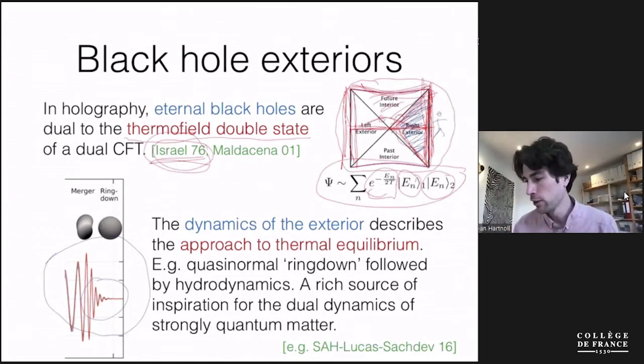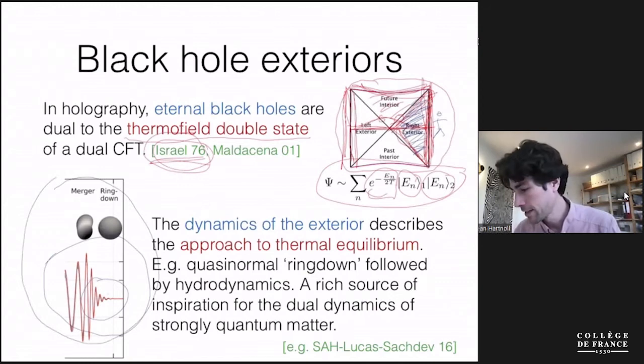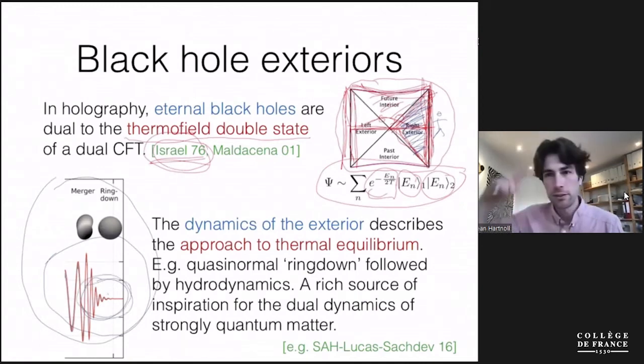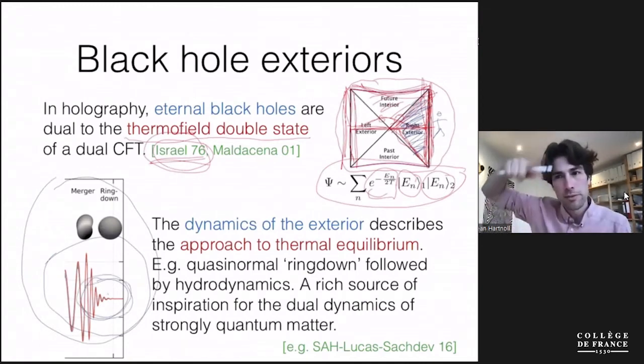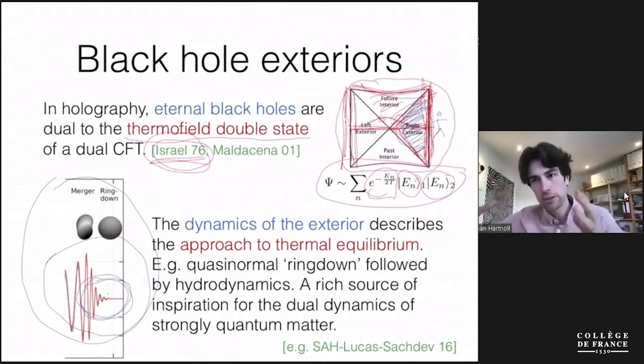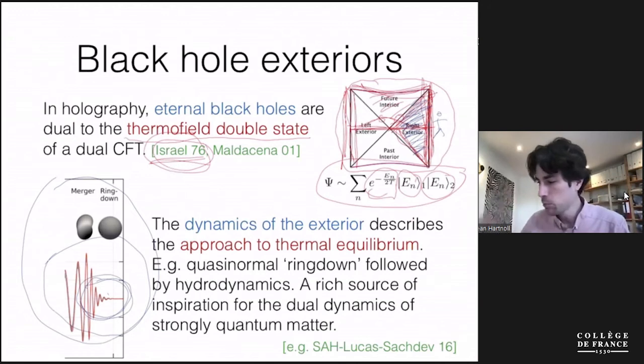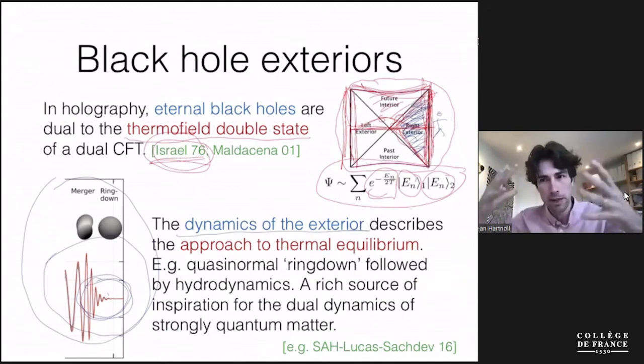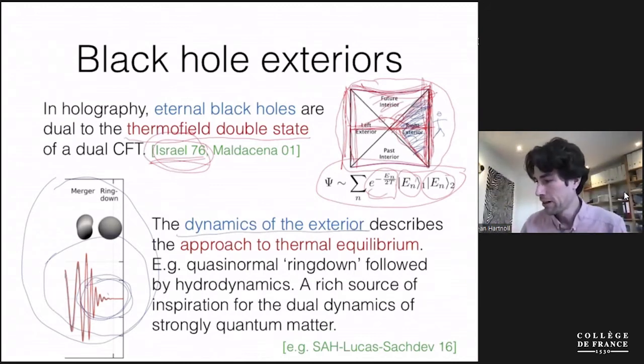And in fact, this is the LIGO signal. Okay, this is exactly what was seen. And the last step of the LIGO signal is this quasi-normal ringdown, where the black hole oscillates and then reaches equilibrium again. So in AdS/CFT, what that means is the exterior dynamics, the gravitational waves that are emitted by the black hole as it reaches equilibrium, describes in the field theory the approach to thermal equilibrium. Okay, this quasi-normal ringdown is the approach to thermal equilibrium.